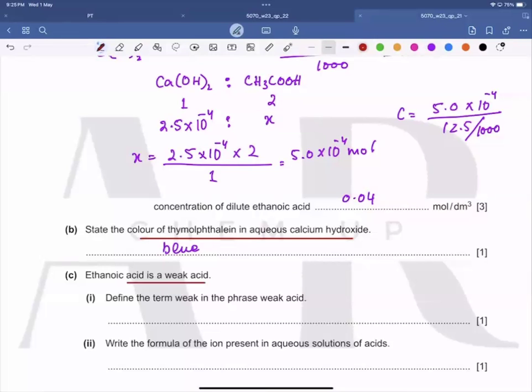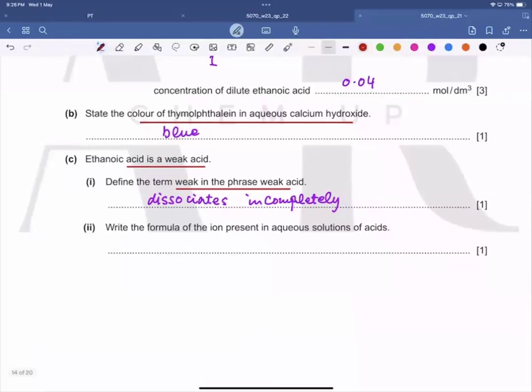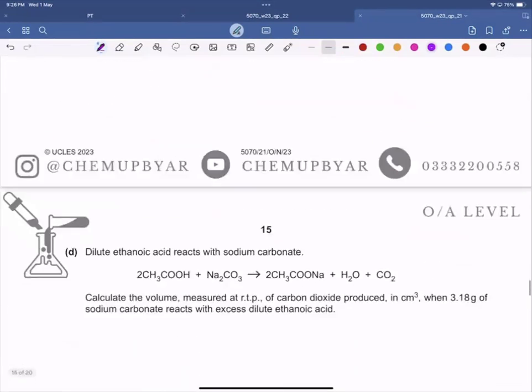Ethanoic acid is a weak acid. Define the term weak in terms of weak acid. So we know which dissociates incompletely, right? Yeah, which partially ionizes is also correct. Now, write the formula of the ions present in the aqueous solutions of acids. So all the acids have one ion in common, that is the hydrogen ion. Yes, very good, Ryan.